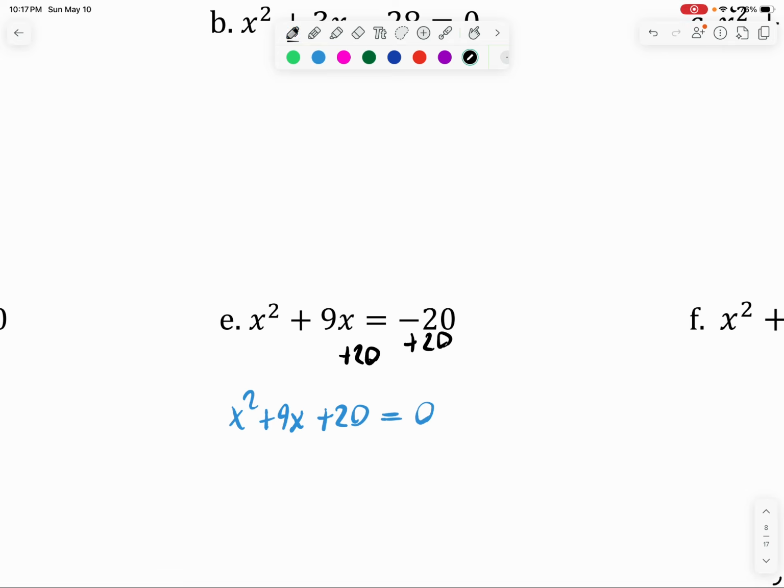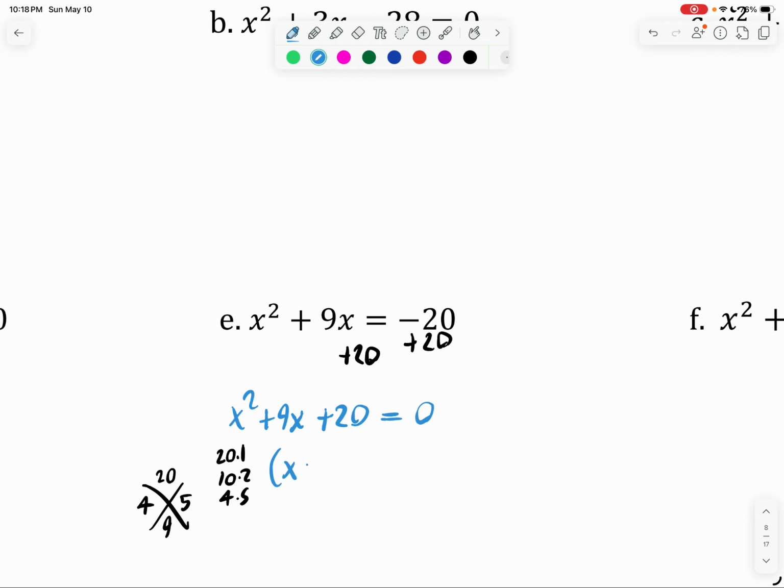Now I think of the x method, what two numbers multiply together to get 20 and add together to get 9. I can think of 20 times 1. I can think of 10 times 2, and I can think of 4 times 5. I need these two numbers to add together to get 9, though. 20 plus 1 is 21. 10 plus 2 is 12. 4 plus 5 is 9. So I know exactly which one it's going to be, 4 and 5. That allows me to go ahead and write the factored form.